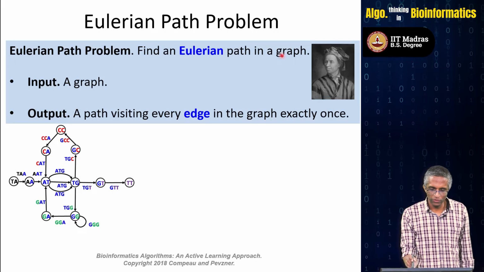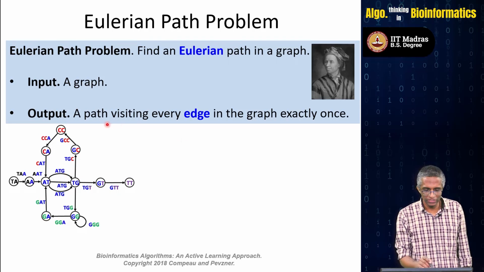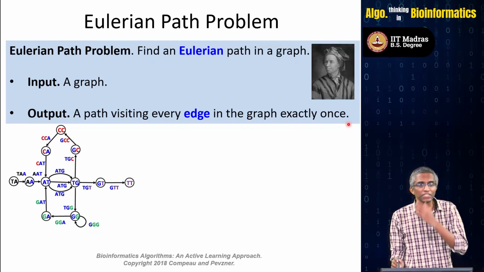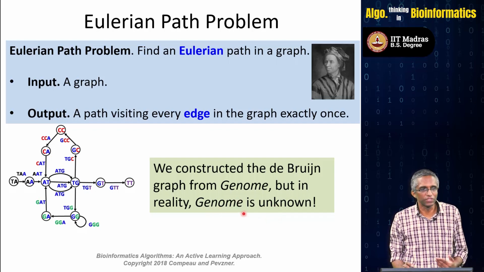To recap, you want to find an Eulerian path in the graph, which, given a graph with multiple parallel edges or self loops and normal edges, is a path visiting every edge in the graph exactly once. And let's now revisit this question, but now we don't know the genome. So that is what we need to solve.